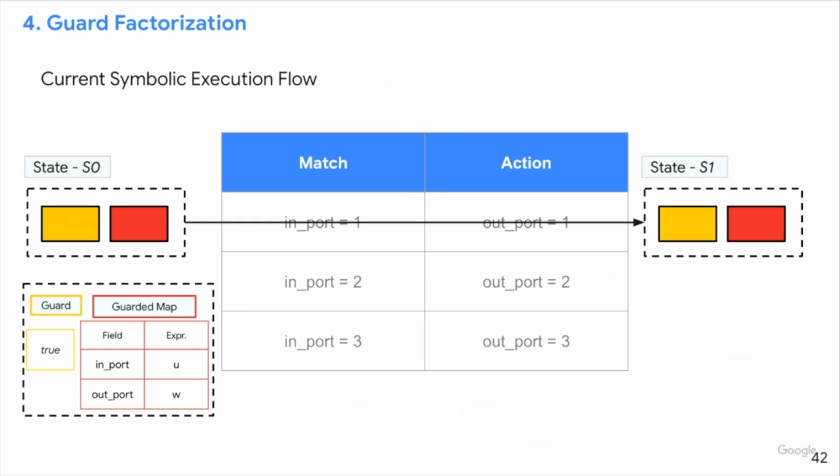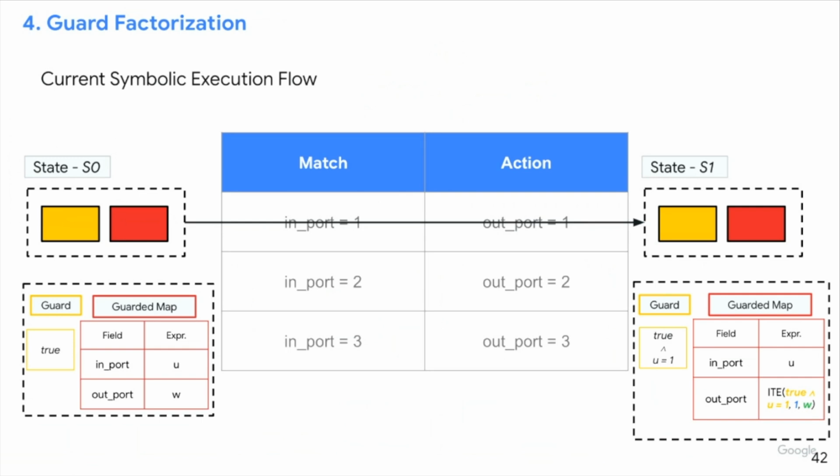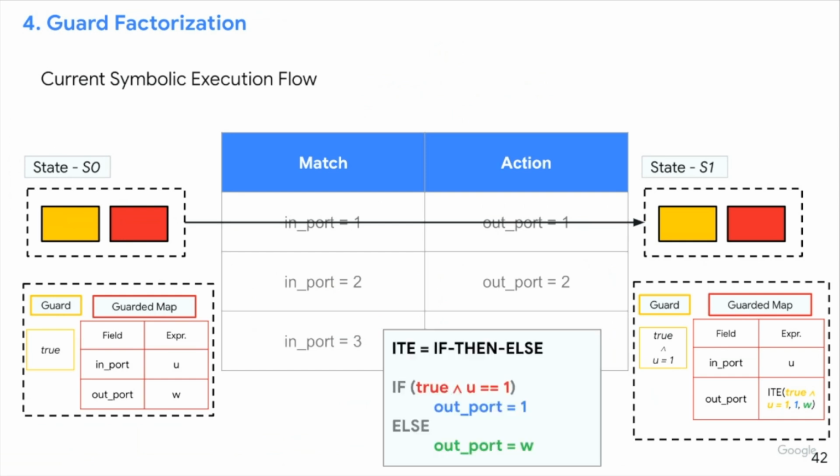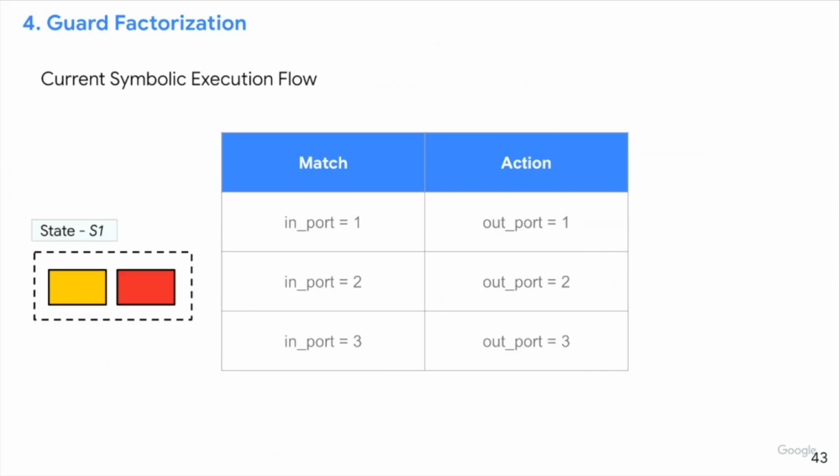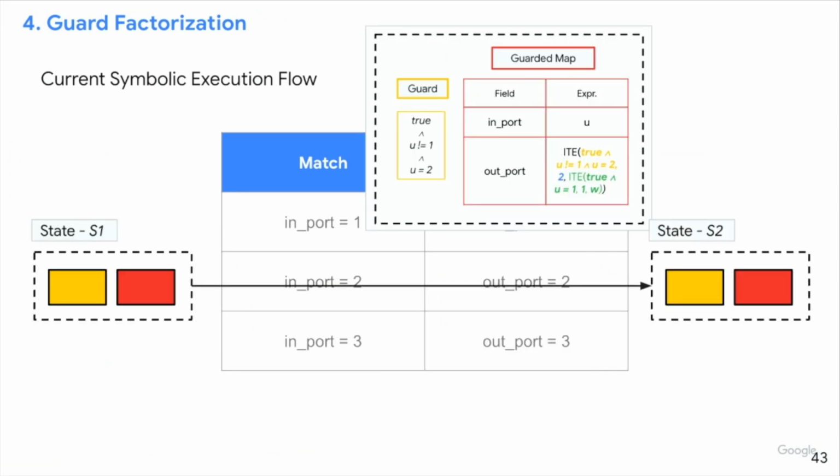Initially, the guard would look like it's just true, and the guarded map would be some free variables for input and output. After you've evaluated the first entry, the guard would change to: it's true and input should have been 1. And the output would say: if it's true and input is 1, then set the output to 1. That is an if-then-else construct, or else let it be whatever it was before. Now you use the same state S1 and evaluate the second entry to get S2. It adds on top of the previous expression that you have.